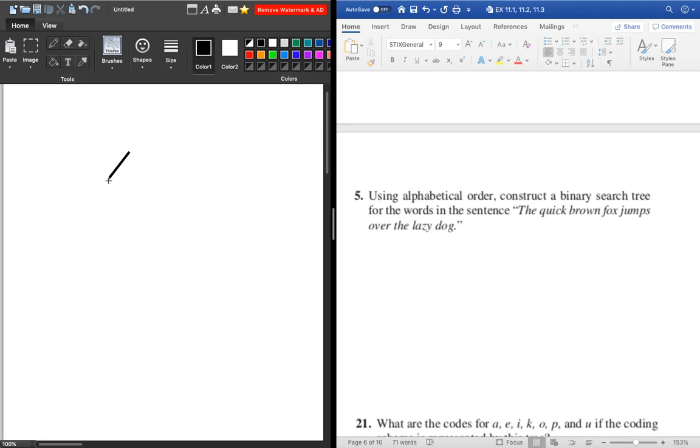Now B comes before quick, so therefore we will take this path. Now fox comes after brown, so we will take this path. And then dog comes before fox. We'll take this path. Jumps. And then we have over. Lazy.